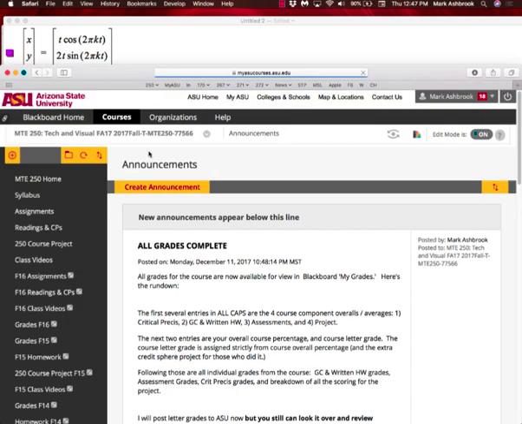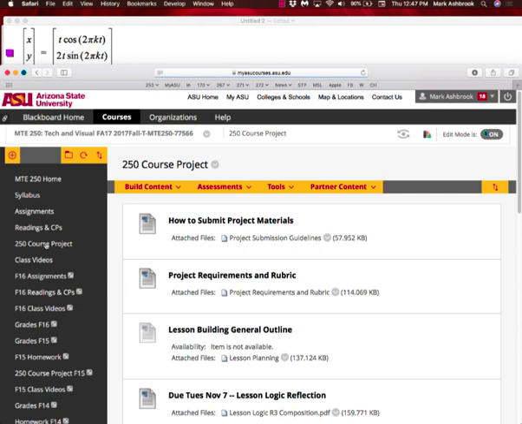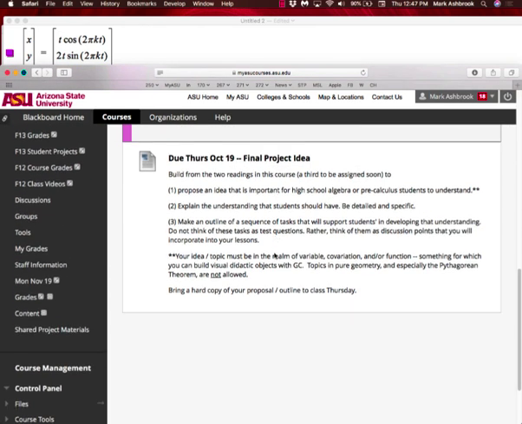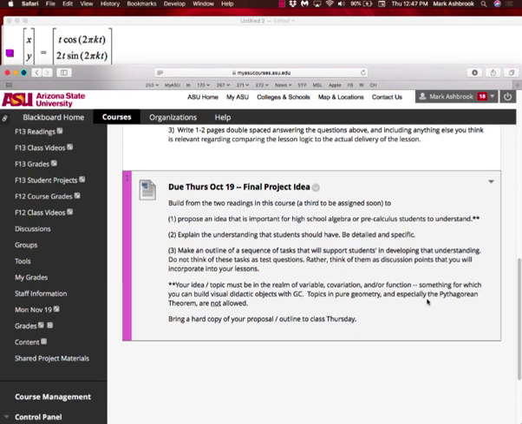So this is last year, but so course project. In the modules area, I'll start a new module called course project. And so then this is the assignment, and this is also for Tuesday.